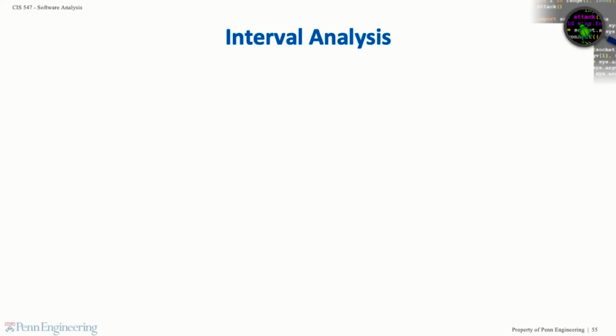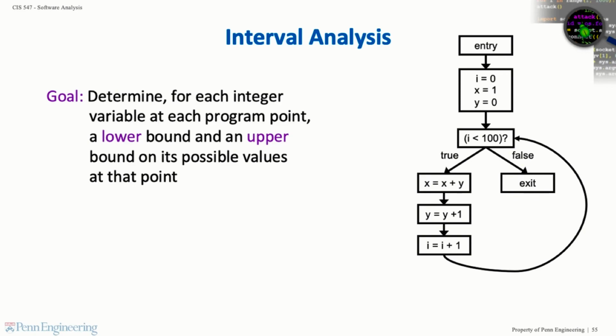Recall that besides the classic data flow analyses from the literature on compilers, data flow analyses also underlie a variety of bug-finding tools that are used in the software industry today. We will delve into one of these analyses next: interval analysis. The goal of interval analysis is to compute, for each integer variable at each program point, a lower bound and an upper bound on its possible values at that point.